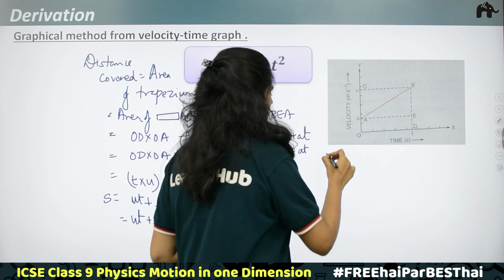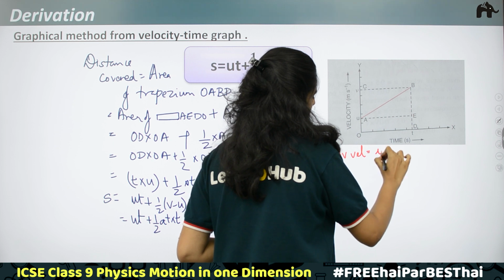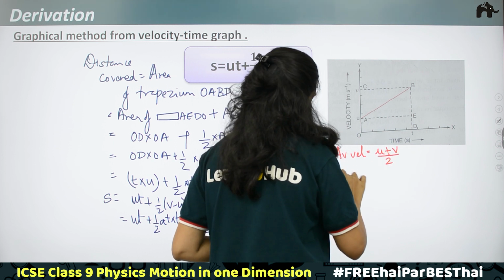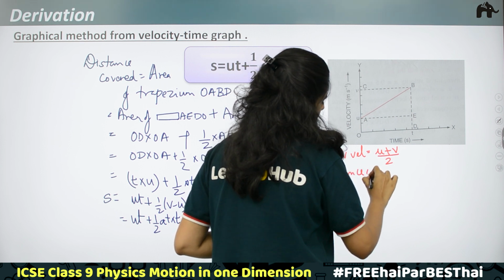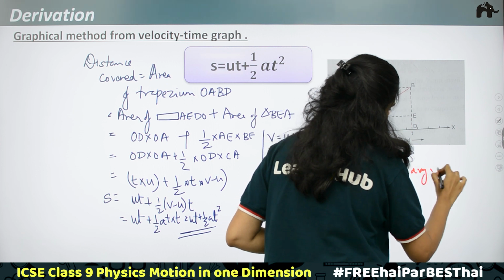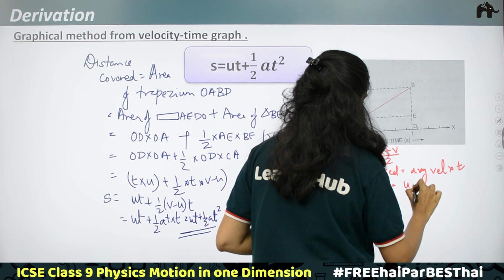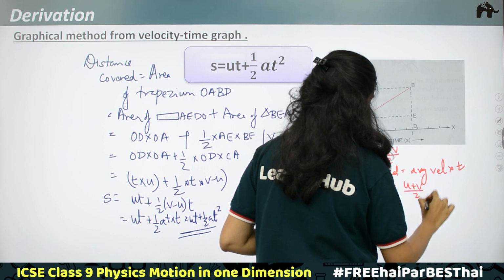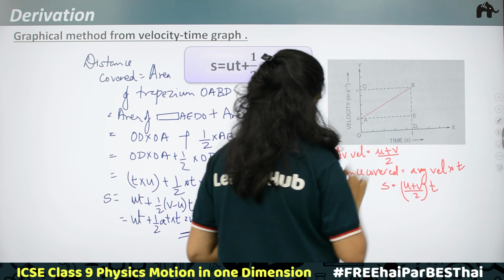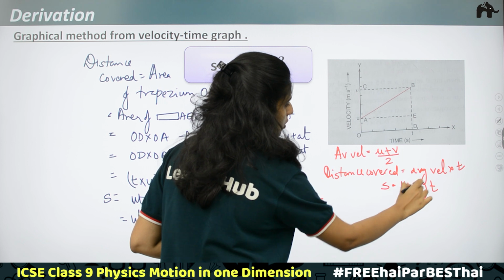So we have the average velocity. Average velocity is equal to (u + v) / 2. And the distance covered is always equal to average velocity into time. Here average velocity is (u + v) / 2 into t, and distance covered is s. So s is equal to ((u + v) / 2) × t.